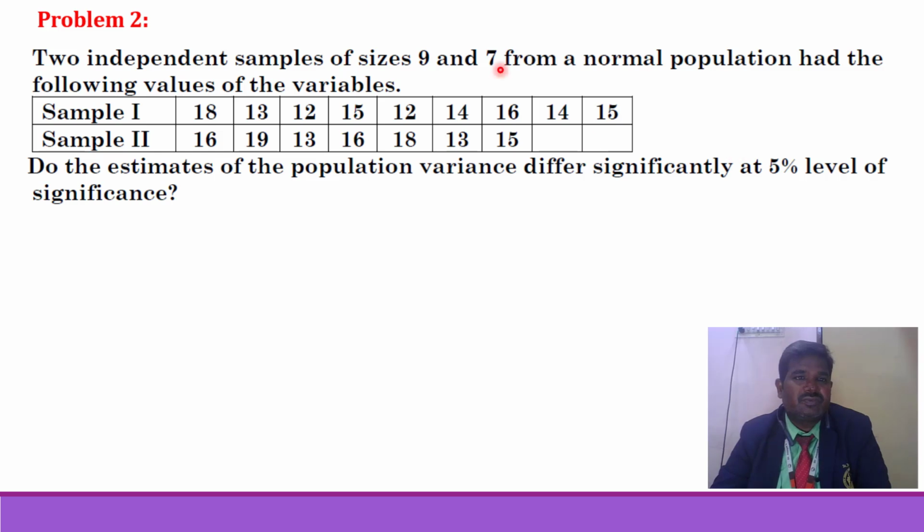Second problem. Two independent samples of sizes 9 and 7 from a normal population had the following values of the variables. Sample 1 values are given, sample 2 values are given. Do the estimates of the population variance differ significantly at 5% level of significance? So we need to analyze the population variance. So we can use the F test.